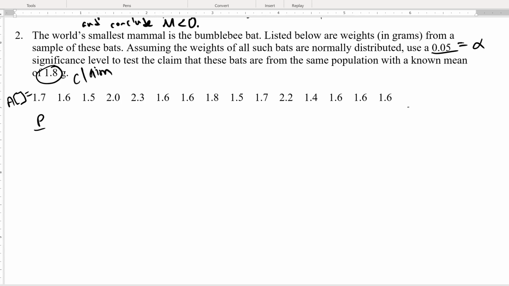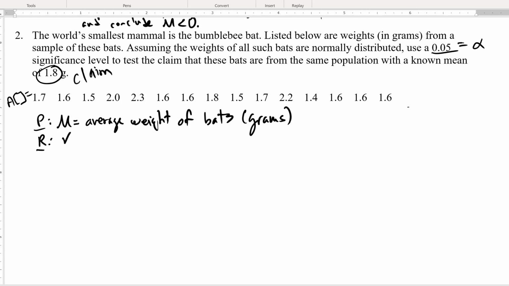What is our P? Well, mu is going to be the true average weight of the bats. And specifically, we're not doing pounds, we're doing grams. These are some tiny bats. Okay, think like the size of a butterfly, tiny bats. Our requirements: data must be collected what? It said sample of the bats, didn't say random. So I'm going to put SRS must be assumed.